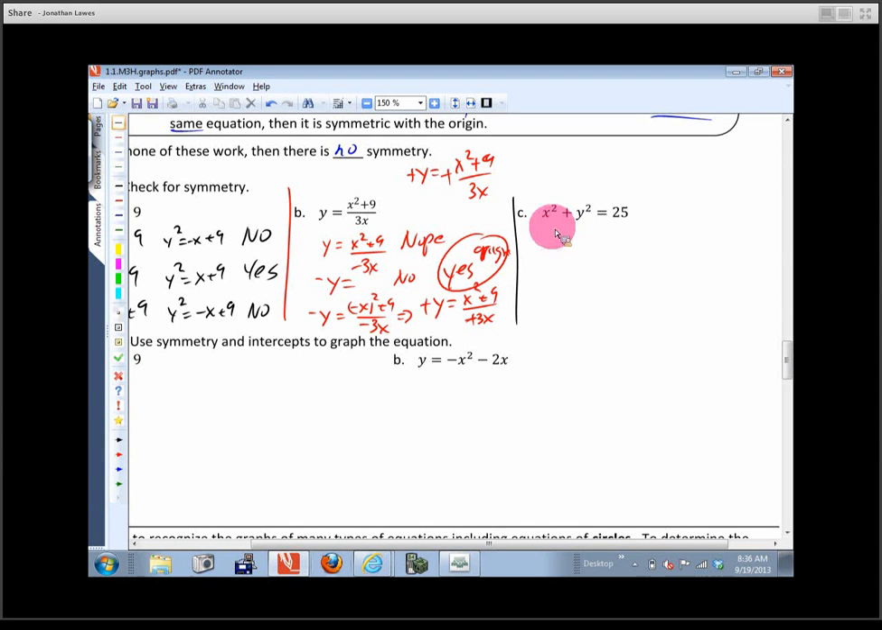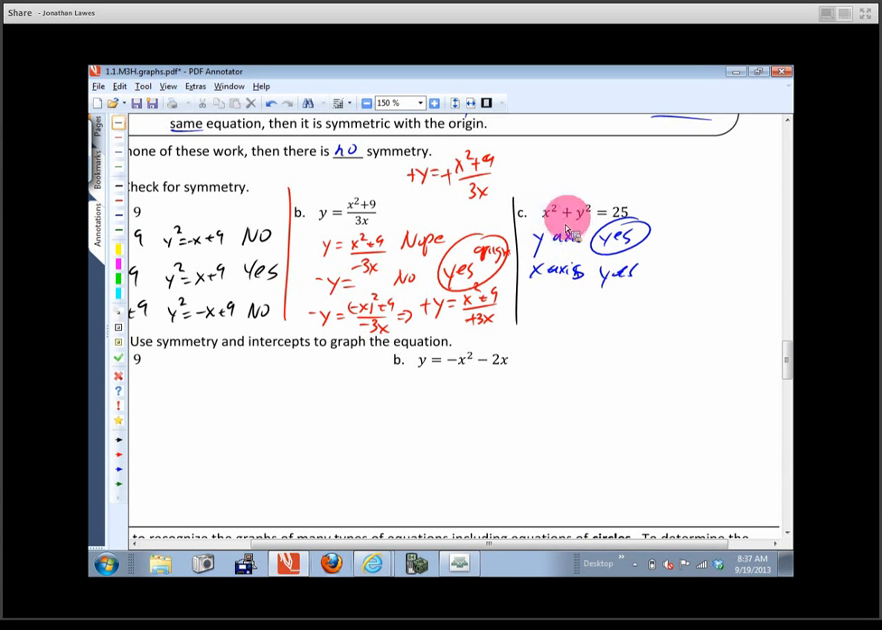Let's think for just a second. If you plug in a negative x and square it, what are you going to get? You're going to get a positive x squared, right? So what about the y-axis? Yes. What if you plug in a negative y? Square it. Positive y squared. So that's going to be yes.